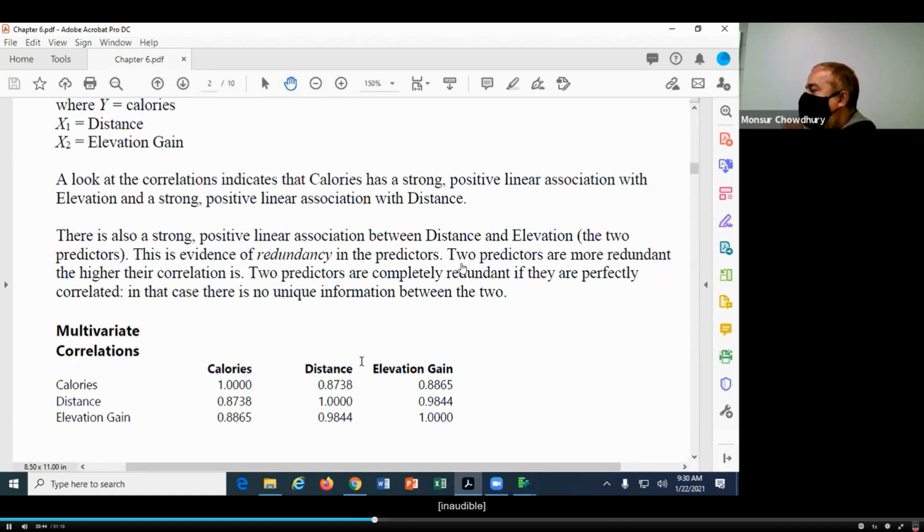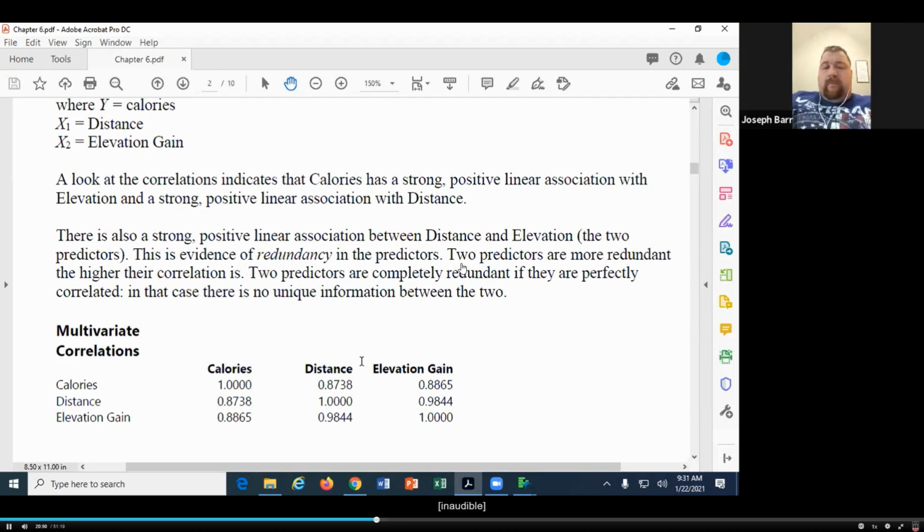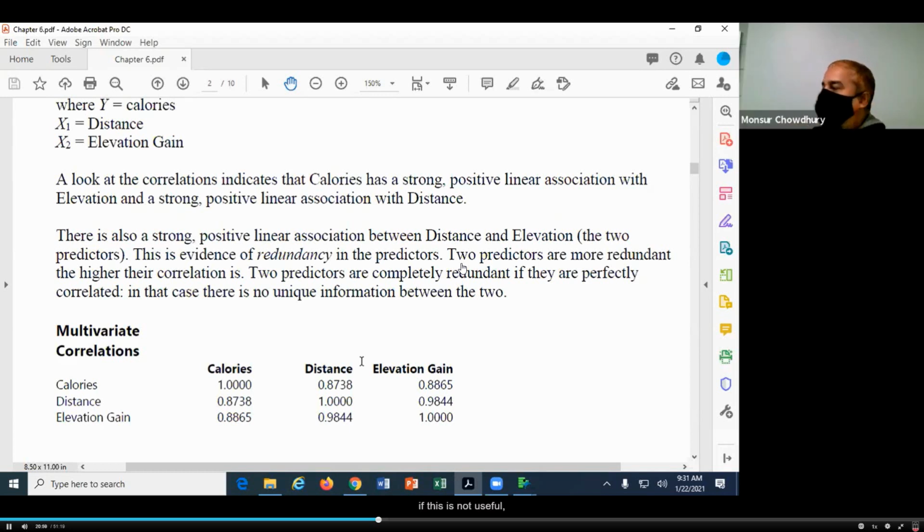Any questions? For example, if there isn't any relationship between the calories and the elevation. So if this is not useful, we are not going to use it. If the predictor is not useful, we're going to use just a simple, single predictor.